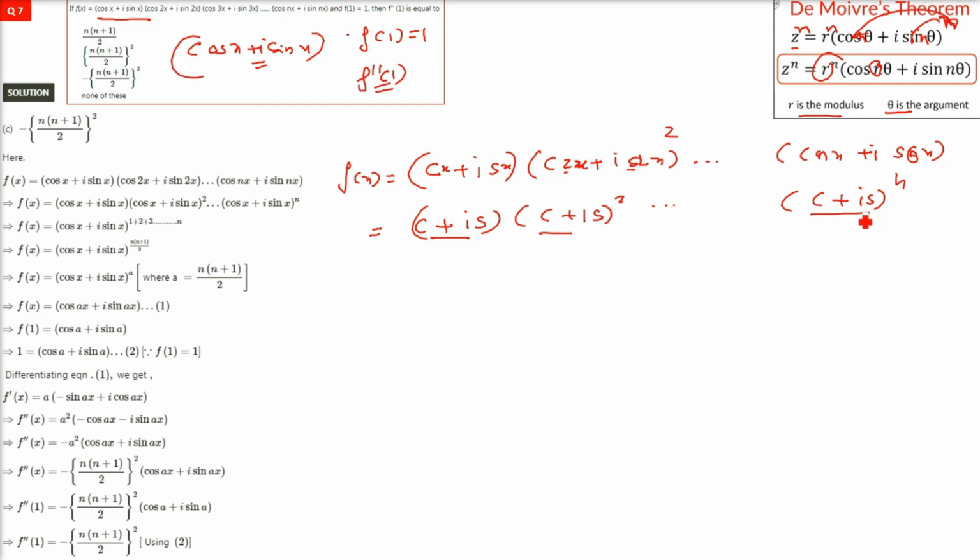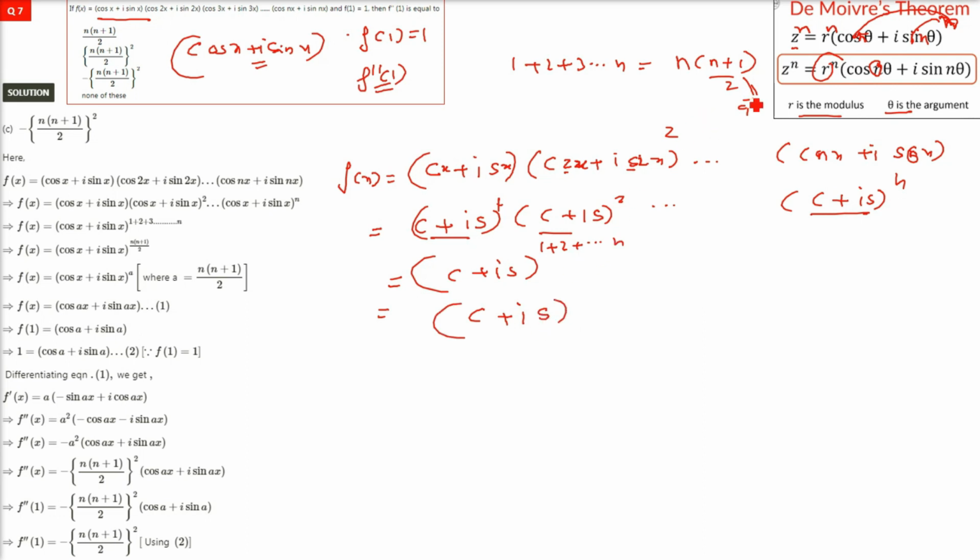So these bases are all the same, so we can add the powers: 1 plus 2 plus 3 till n. So cos plus i sin to the power 1 plus 2 till n, and 1 plus 2 plus 3 plus up to n is nothing but n(n plus 1)/2. You know already that this is an arithmetic progression sum. So what do we get? (cos x plus i sin x) to the power n(n plus 1)/2.